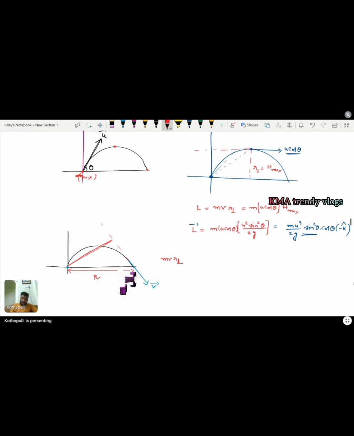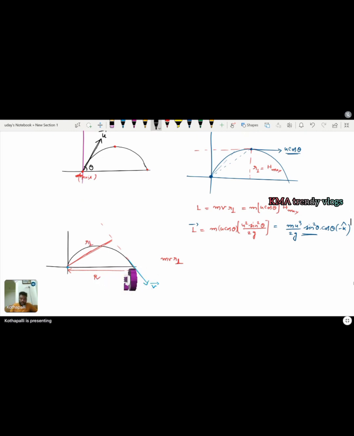Okay, but it will be directed like this. Magnitude will remain the same, and r perpendicular is the perpendicular distance between the line of action of velocity and the point of projection or axis of rotation. This is one possible case.